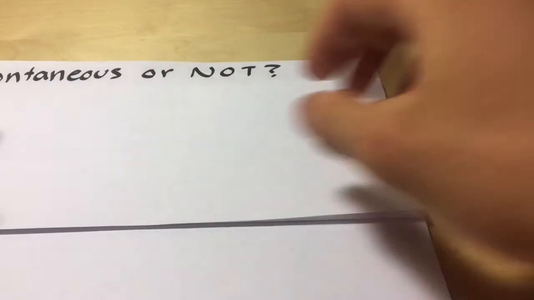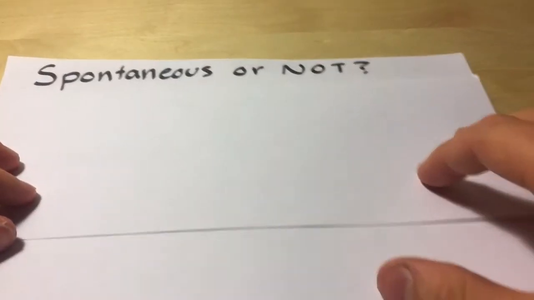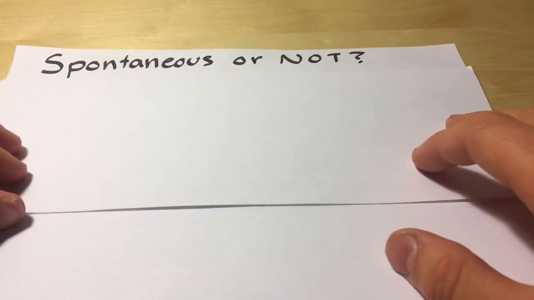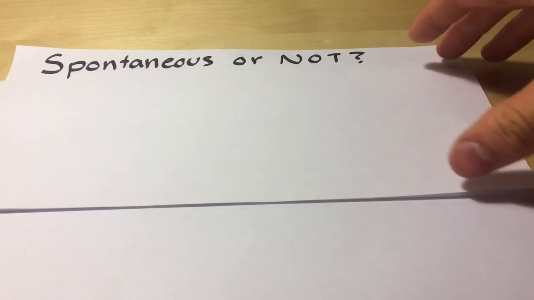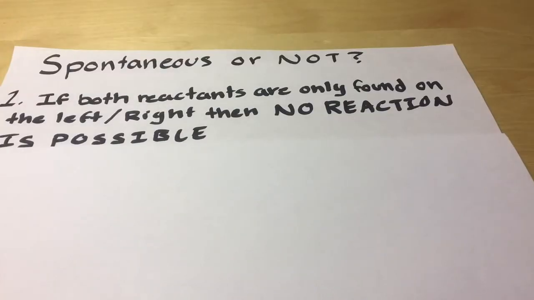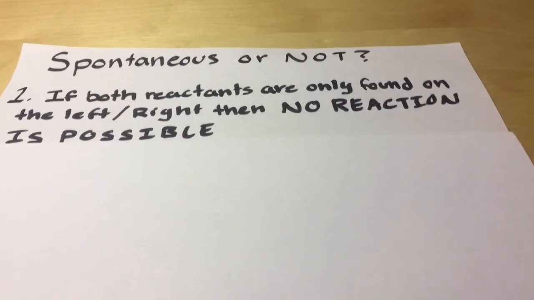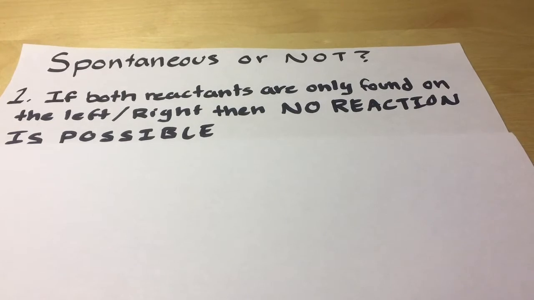Now, let's look at whether something will be spontaneous or not. There are a couple different scenarios here that we can work with. The first one: if both reactants are only found on the left or the right, then no reaction is possible. That would mean you need two reactants on the same side.